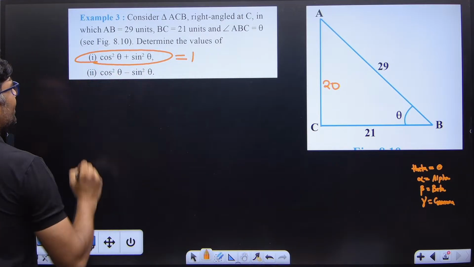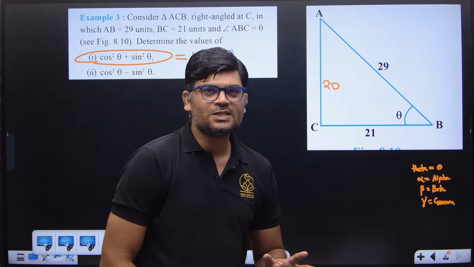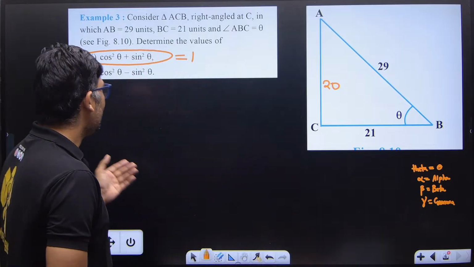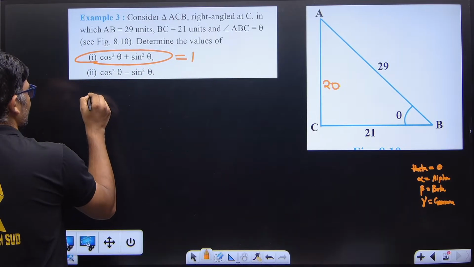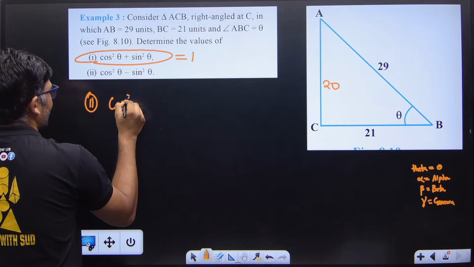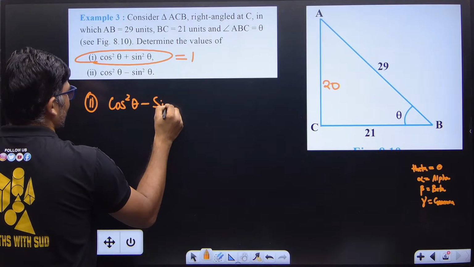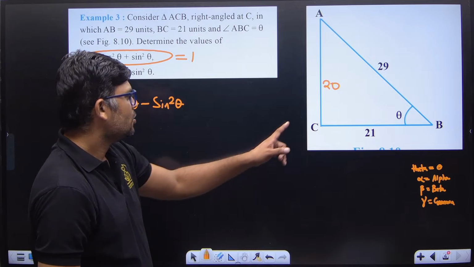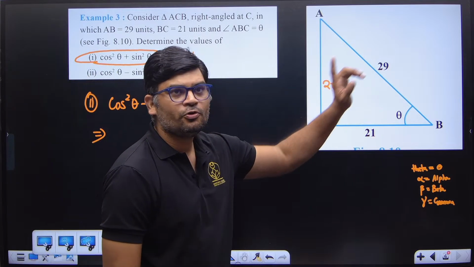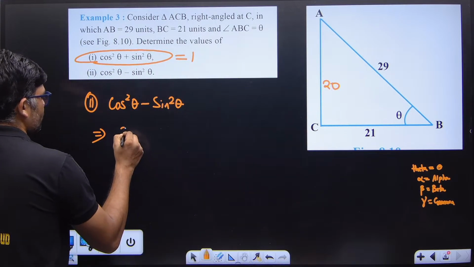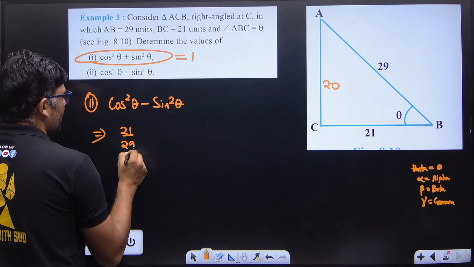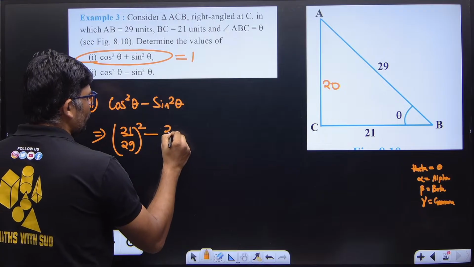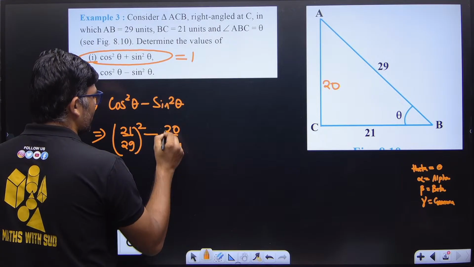So sine square theta plus cos square theta is always 1. That is the Pythagorean identity I have already taught you. No need to calculate. Now the second question is cos square theta minus sine square theta. Cos square theta will be 21 upon 29, so you can write 21 upon 29 whole square minus sine square, which is 20 upon 29 whole square.